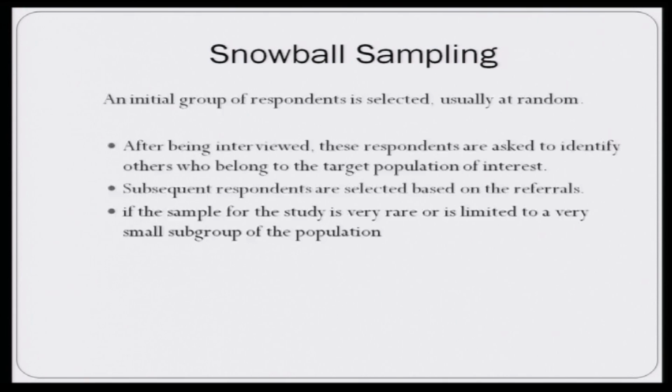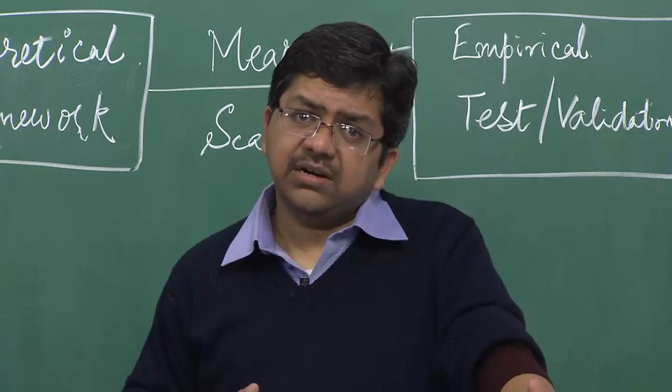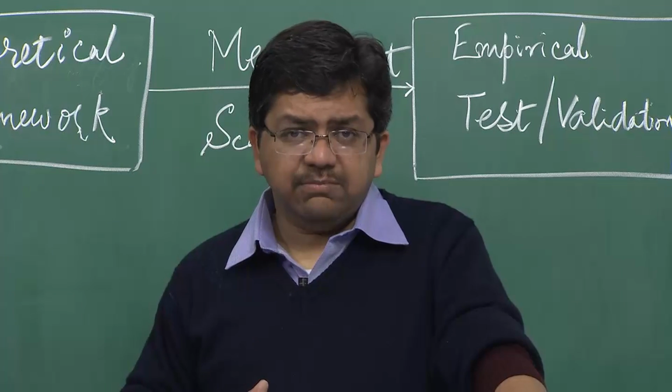The last type of non-probability sampling that I am going to discuss is snowball sampling. It is a very specific type of non-probability sampling, where an initial group of respondents is selected, usually at random. From the entire population you select certain potential respondents, and once you interview them, you ask them who else belongs to the target population of interest. Subsequent respondents are selected based on the referrals of this initial group. So this is a sort of chain referral, where you select certain initial people and then ask them to recommend other people who should be part of the study.